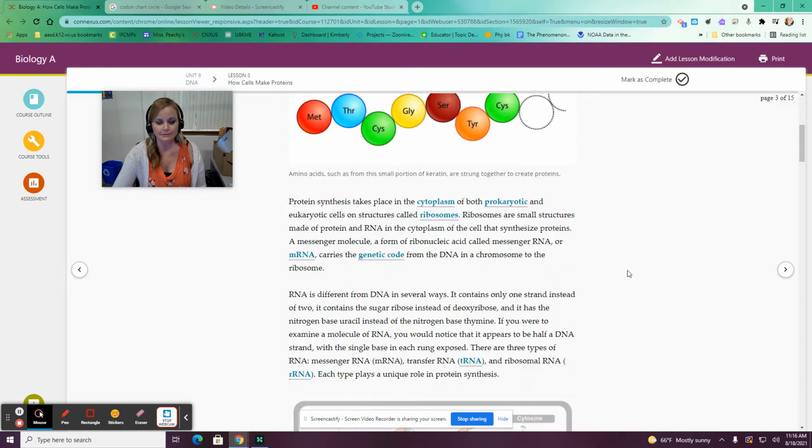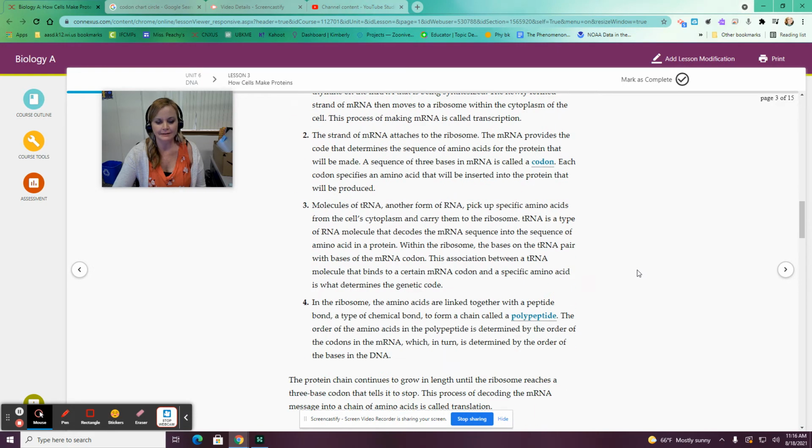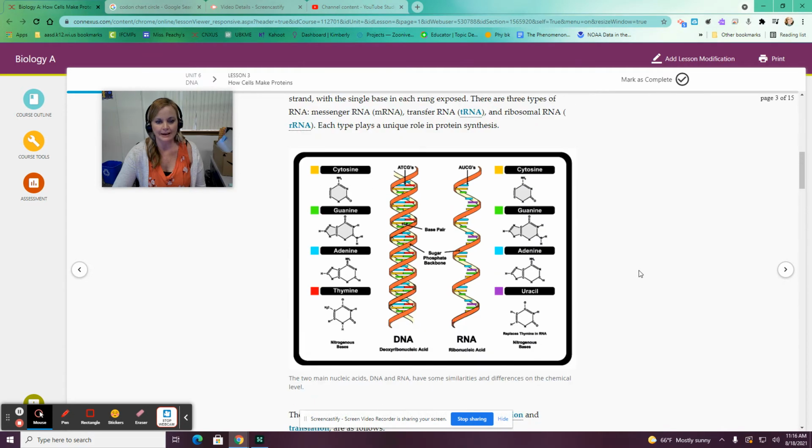So first, in protein synthesis, the DNA is unwound and separated into two strands. Because remember, DNA is double-stranded, so we have to separate it into two strands. And that allows the cell access to those nitrogenous bases, the cytosine, guanine, adenine, and thymine.